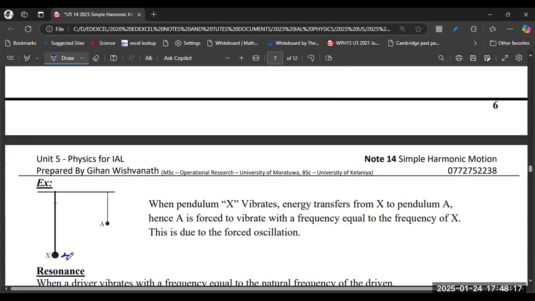When pendulum X vibrates, this is a simple pendulum system. One pendulum is hanging, the other one is a shorter pendulum that is also hanging. When pendulum X vibrates, energy transfers from pendulum X to pendulum A. Hence, pendulum A is forced to vibrate. That's all.